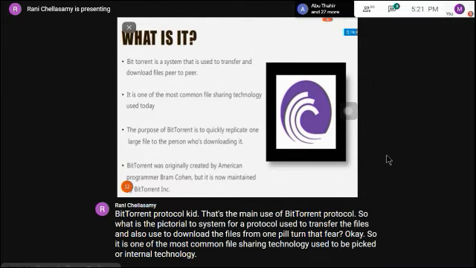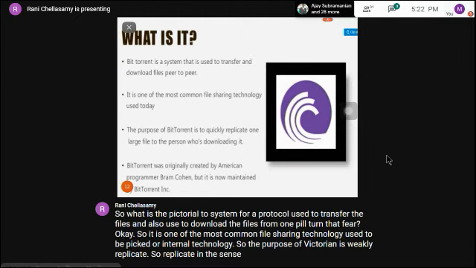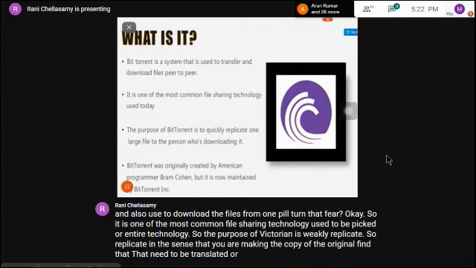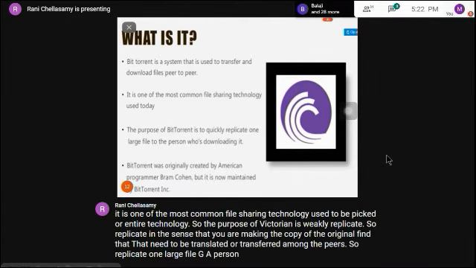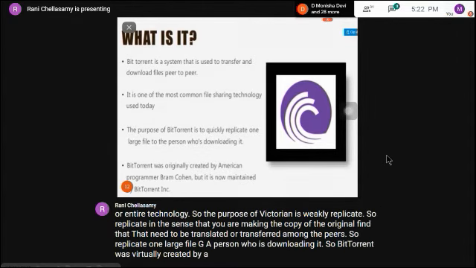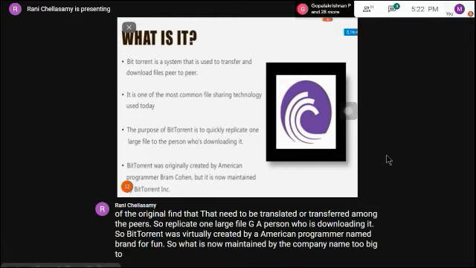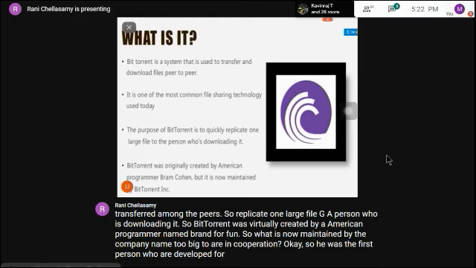The purpose of BitTorrent is to quickly replicate, meaning making a copy of the original file that needs to be transferred among the peers. So replicate one large file to a person who is downloading it. BitTorrent was originally created by an American programmer named Bram Cohen, but is now maintained by the company BitTorrent Incorporation. He was the first person who developed the BitTorrent protocol.